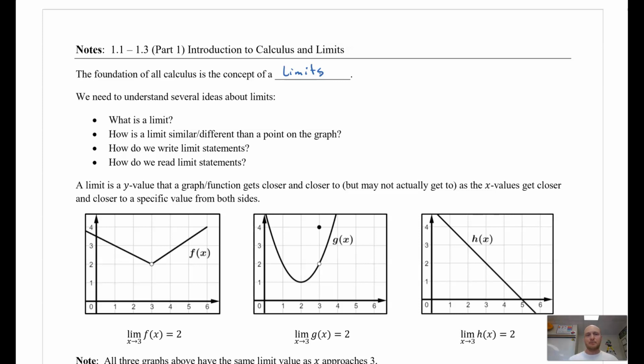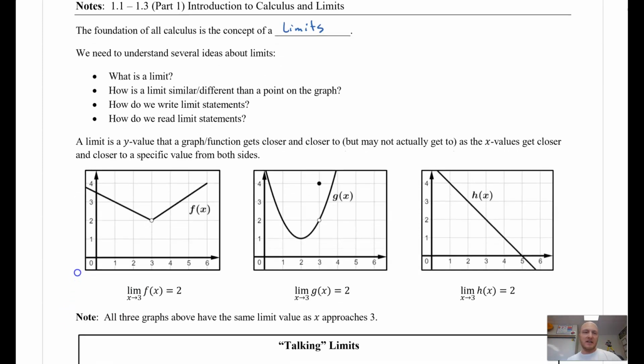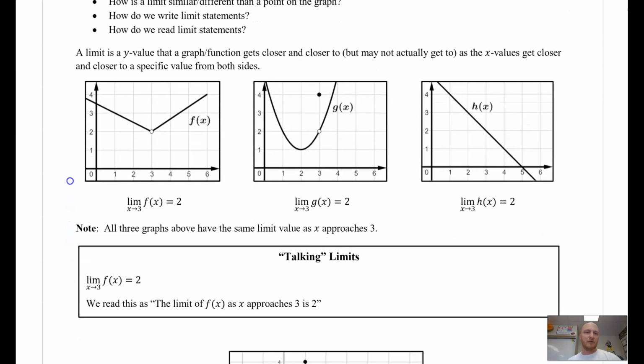What is a limit? How is a limit similar to and different from a point on a graph? How do we write limit statements? And how do we read limit statements? Those last two are specifically tied to notation, which is extremely important on the AP Calculus exam. So let's dive in and answer the first question.